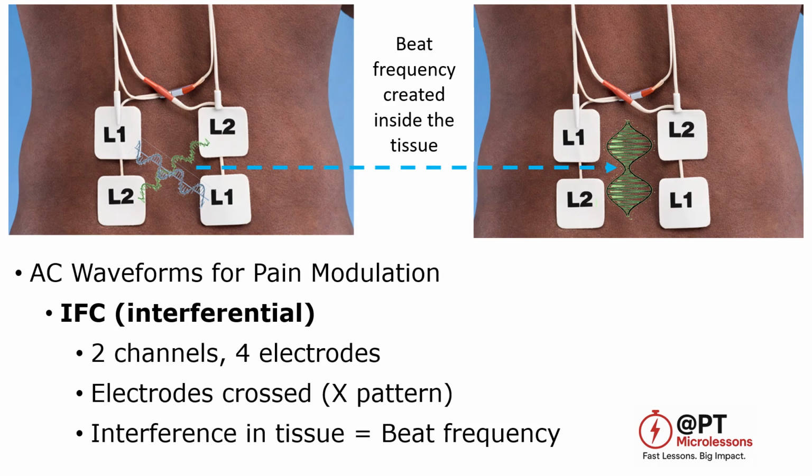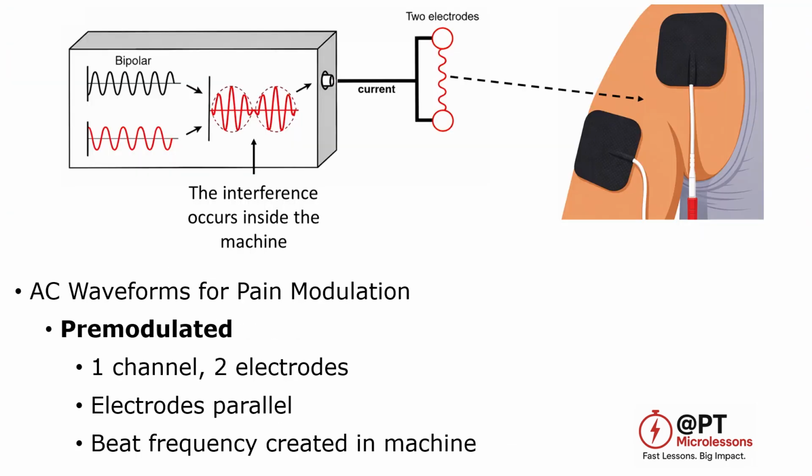These currents travel through the tissue in different directions and intersect. At that point of intersection, the beat frequency is created within the tissue. This central area is the target treatment zone, where the patient experiences the stimulation. And this is why we cross the channels with IFC, to ensure the currents intersect and create the desired effect. With premodulated current, the beat frequency is created within the machine, so we use a single channel and place the electrodes in a parallel setup. Both IFC and premodulated can be used to achieve either a sensory or motor response depending on the settings.